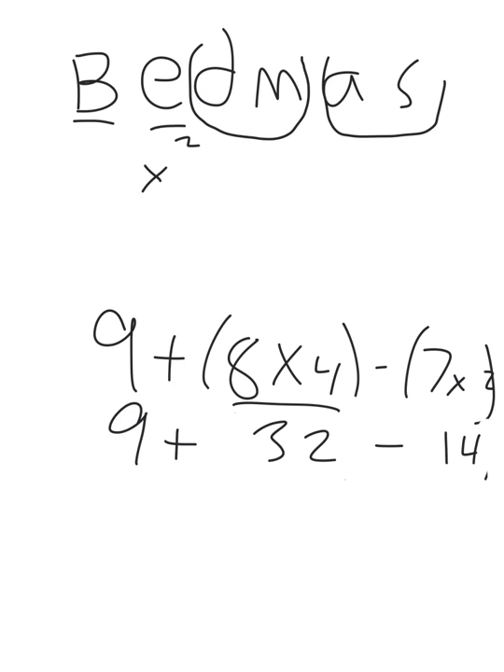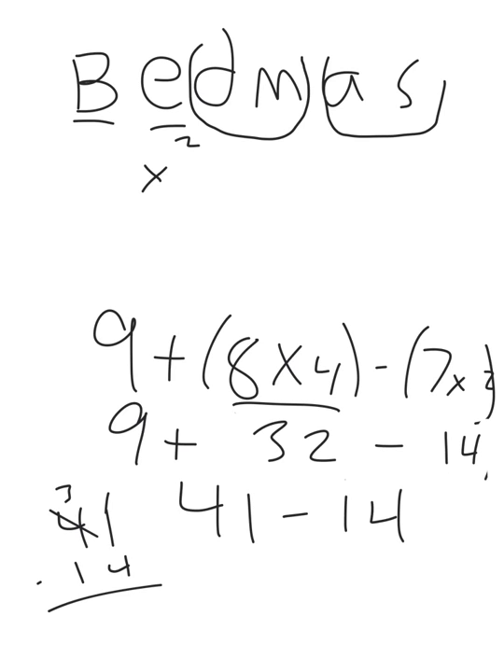So my first step is 9 plus 32, which is 41. And I rewrite it. 41 minus 14. 41 minus 14, I'm going to have to do that over here on the side. Borrow. 11 minus 4 is 7. 3 minus 1 is 2. So it equals 27.